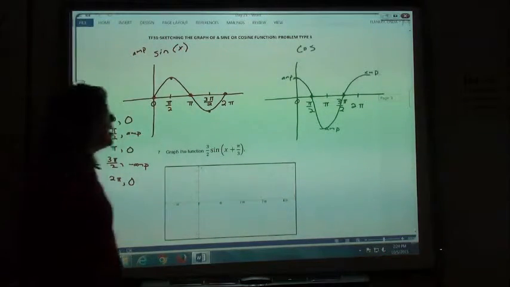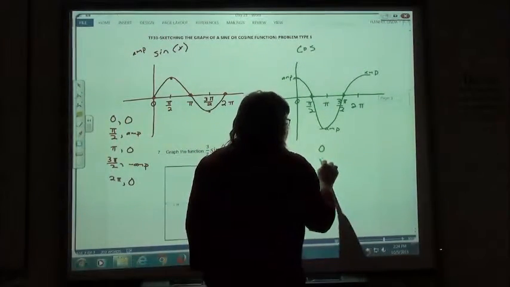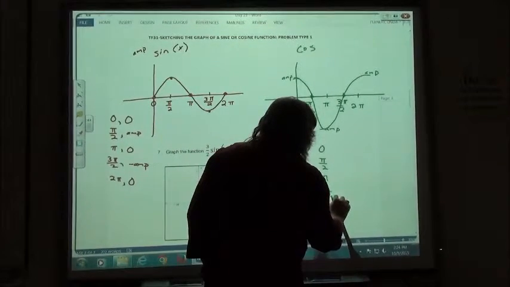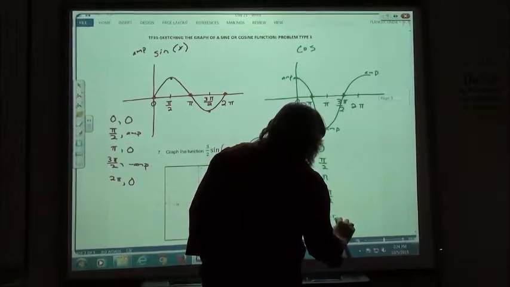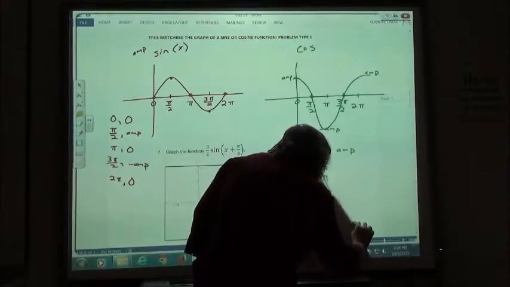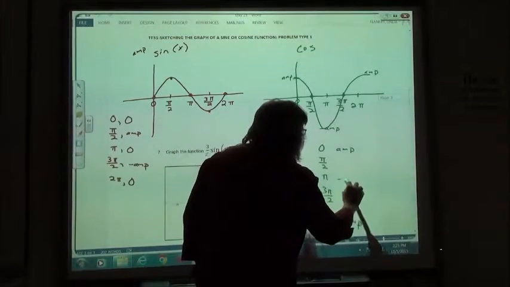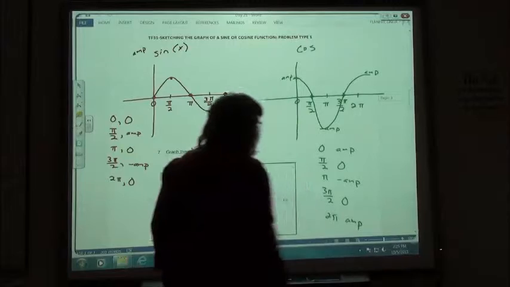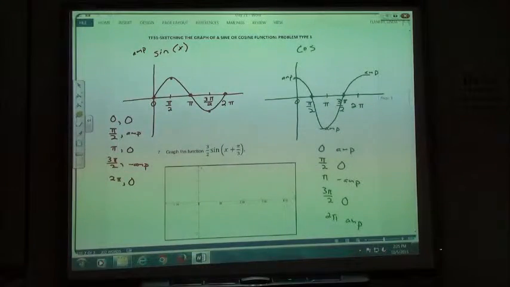So for your cosine curve, you have 0, pi over 2, pi, 3 pi over 2, and 2 pi. Here you're going to be at your amplitude, here you're going to be at your amplitude, here you'll be at the opposite of your amplitude, and 0 and 0 between those things.